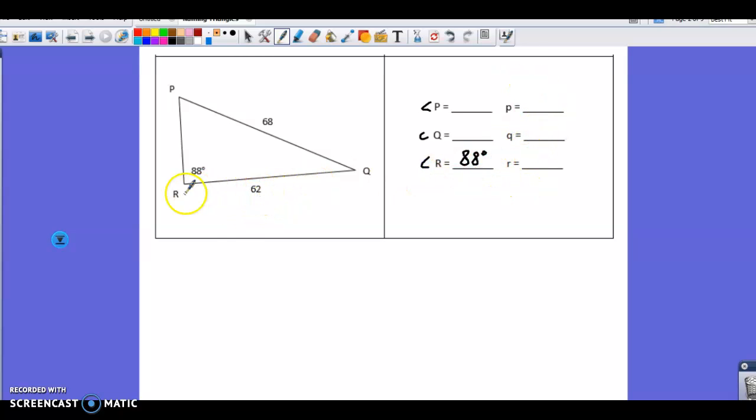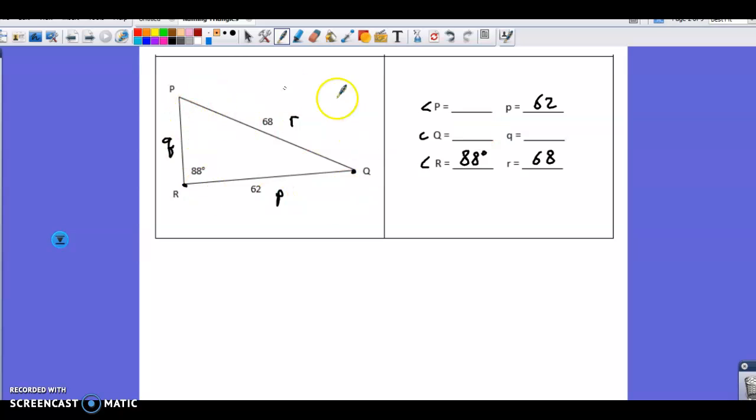Well, 62 is between R and Q, so that must be side P. Between P and Q is side R, and then this missing side between P and R would be side Q. So R is 68, and P is 62.